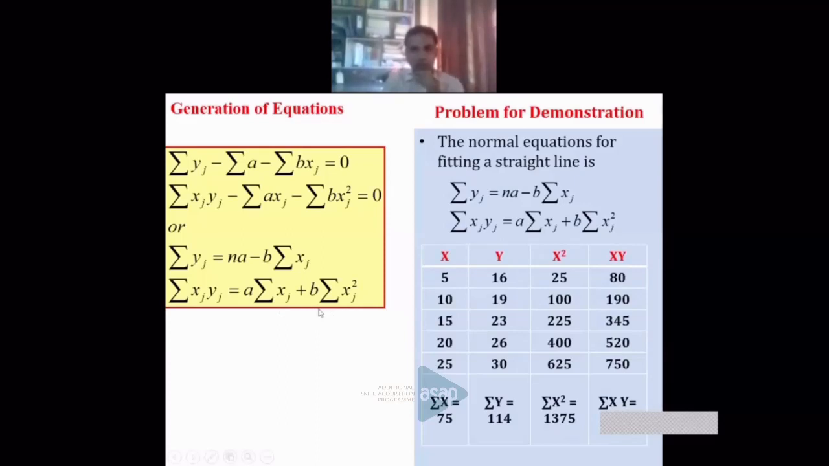So now let us shift back to the problem. We have arrived at the equation Na plus B sigma xj, and these equations are there. Now let us see how we can apply them to the given data set. We are given x, y. These are the data which are already given. We have 5 sets of data. What we require to substitute in the equation is sigma xj. Sigma xj means the sum of all x terms, and sigma yj means the sum of all y terms. You add them and you get the summation.